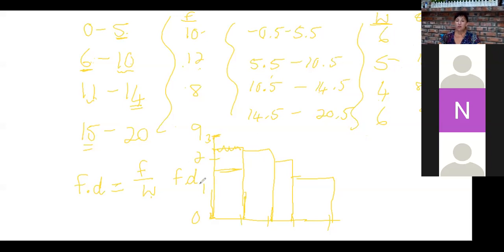All right, and that is what you use to sketch the histogram. You use the frequency density and the intervals. For the frequency density, you need to know that it is the frequency over the width. And in order to find the width, you must make sure that this is continuous data first before you can work out the width.